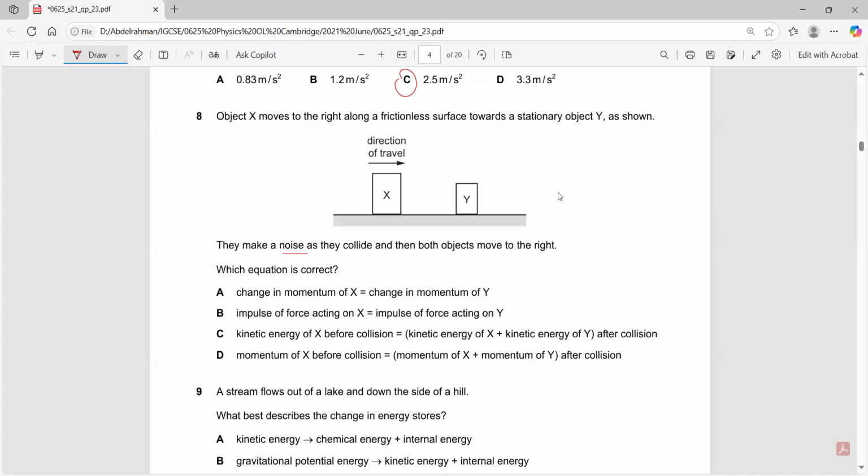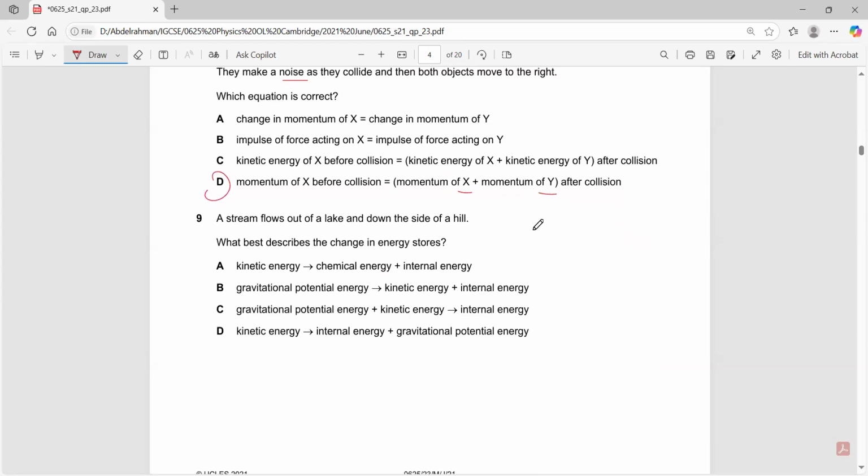Kinetic energy of X before the collision would be equal to the kinetic energy of X and Y after the collision. Again, this is wrong. The only correct answer would be the momentum of X before the collision, because this is moving, would be equal to the momentum of Y and X after the collision. You have to add them together, right?